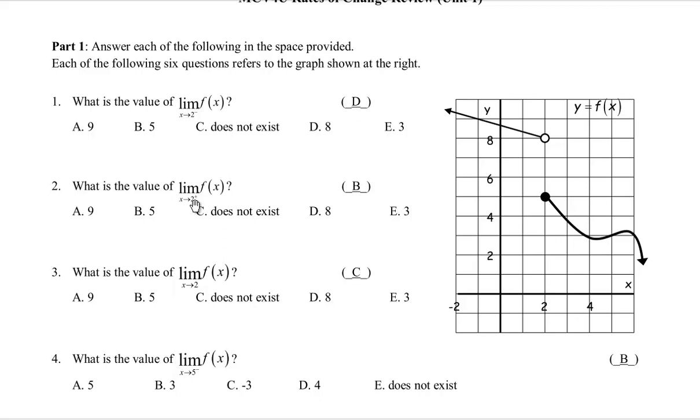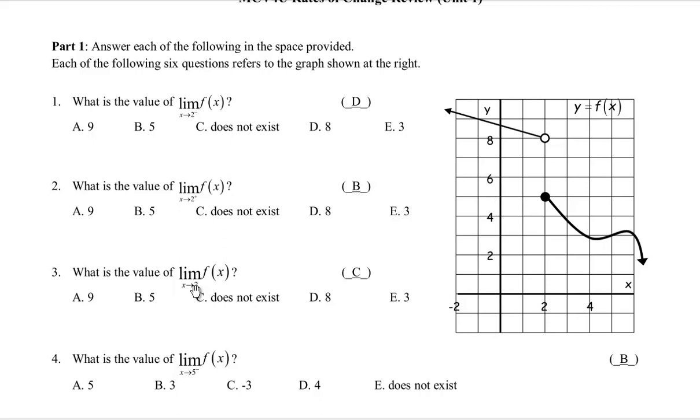The second one, there's a little plus here, which means you're approaching from the right side instead. So from the right side, again, this is where x is 2. So we'd be coming along here from the right-hand side of where x is 2. And so we're getting close to a function value of 5, which is answer B here. So B would be the correct answer for number 2.